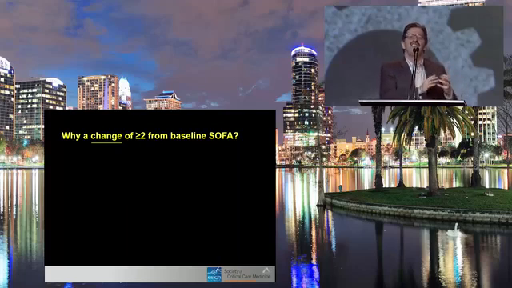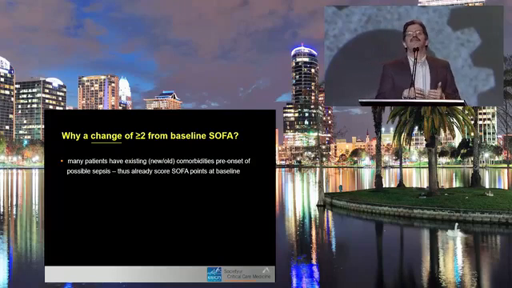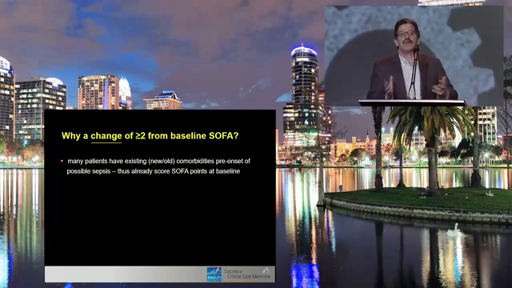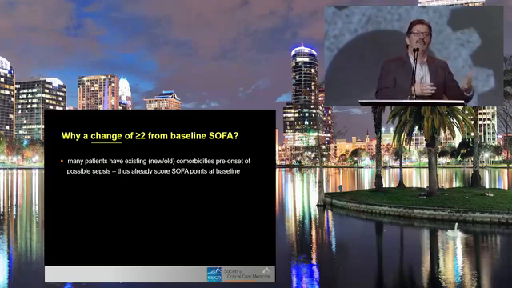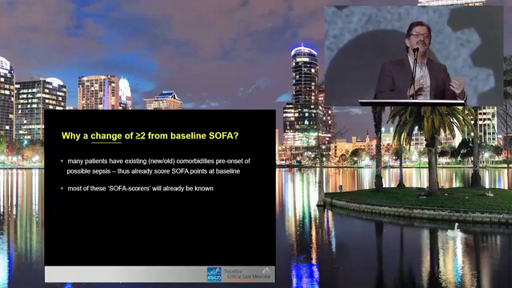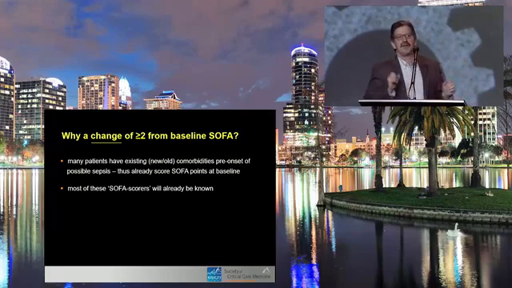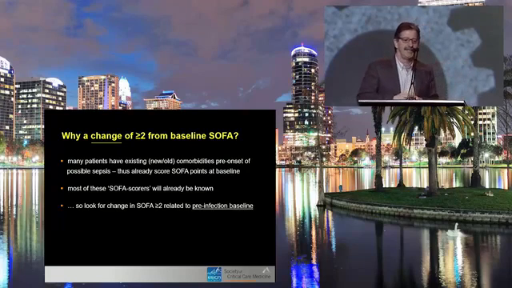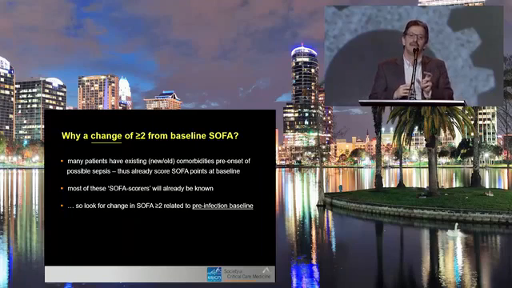Let's move to the SOFA, and why did we want a change of 2 or more? So we recognize that many patients have comorbidities, either long-standing ones, chronic renal failure, for example, or they may have been admitted to hospital with a new problem, a head injury, a stroke. So they'll score SOFA points to begin with before the infection starts. But we will know the majority of these patients anyway. They've either had blood tests when they came into hospital or from their outpatient clinic visits or whatever. So most of these SOFA scorers will already be known. And so we're looking for a change of 2 or more from their pre-infection baseline.